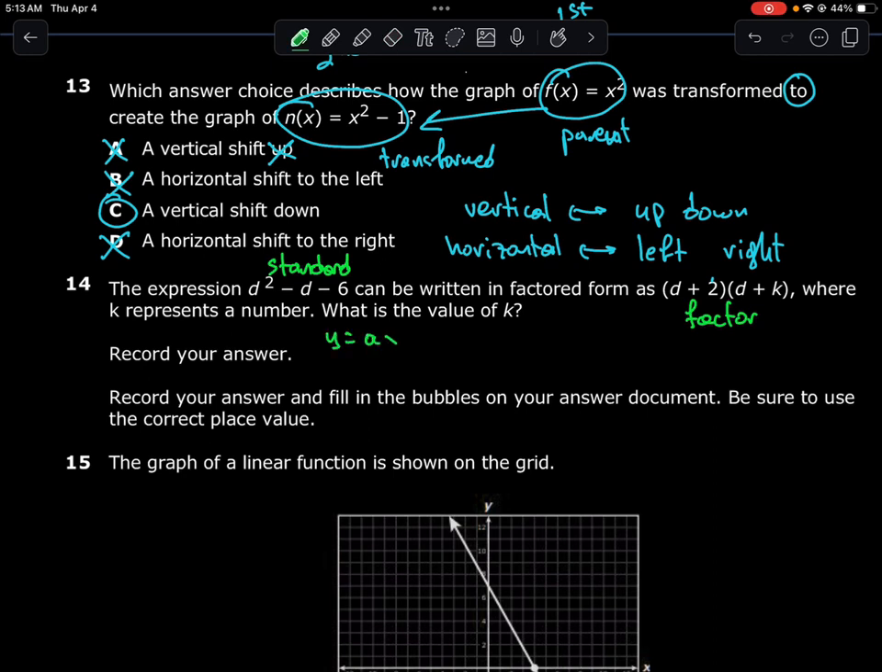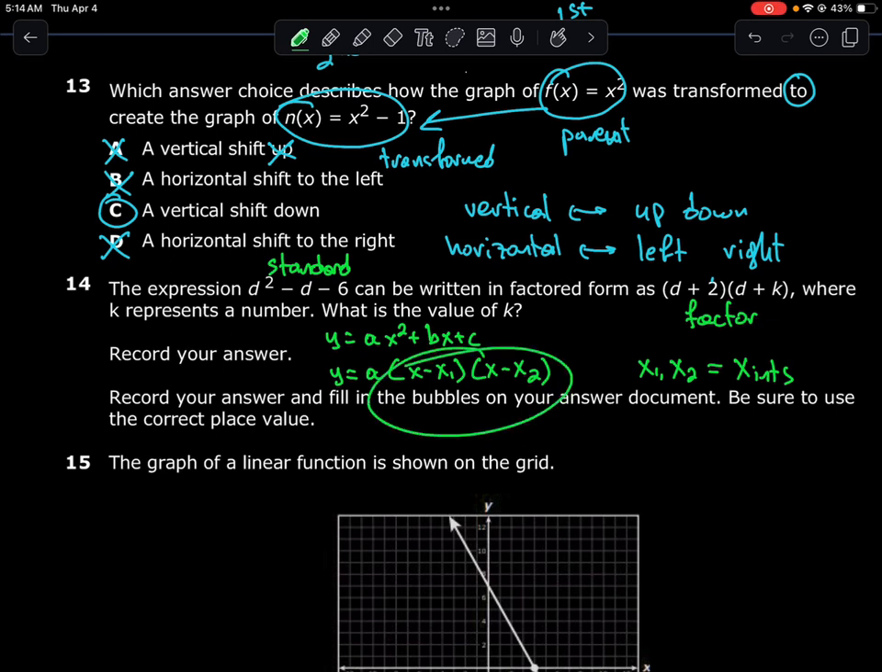Y equals ax squared plus bx plus c. This is the standard form. And the factor form looks like that: y equals a(x minus x1)(x minus x2), where those x1 and x2 are the x-intercepts. What happens is that if the x-intercepts exist, then a factor form exists. If the x-intercepts don't exist, then you can't plug in anything here, so the factor form does not exist.